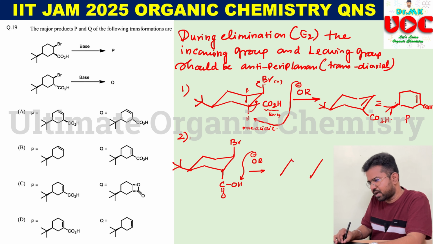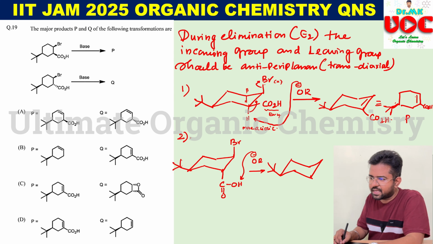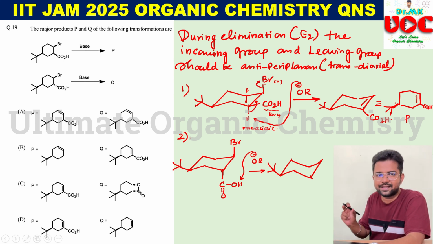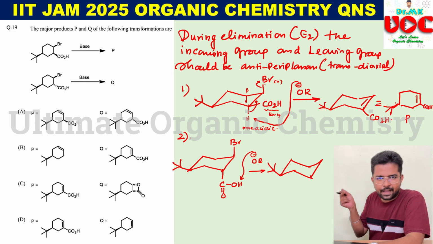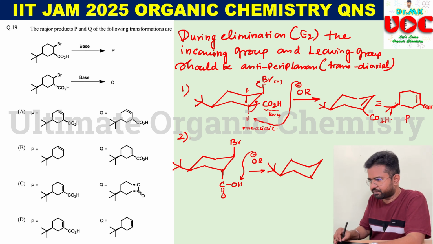And in the case 1 also, the first reaction also, the deprotonation of the carboxylic acid will happen. But that carboxylic acid group is present at the equatorial position, so we are not going to consider that one actually. So that is why directly we are looking at the axial hydrogen, and it underwent the elimination process.